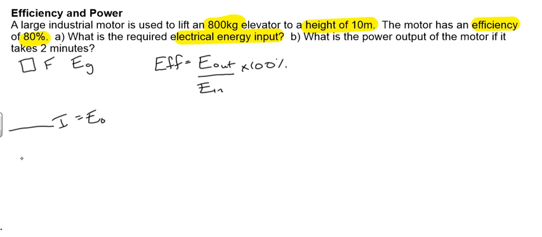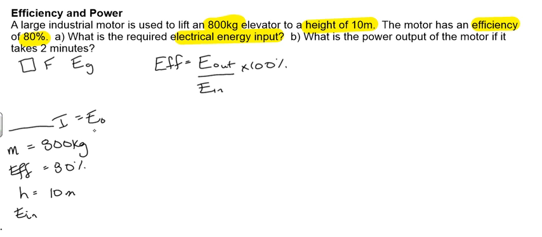I'll jump down a little bit. Let's write down what we have for givens here. Mass is 800 kg. Efficiency is 80%. And the height is 10 meters. So the energy in is what we're looking for, but we have to figure out what the energy output is.